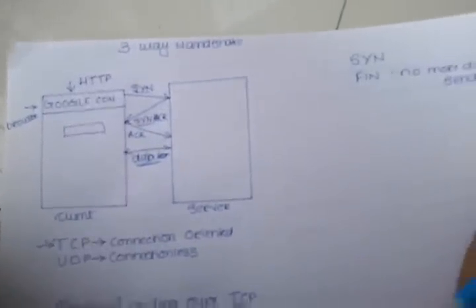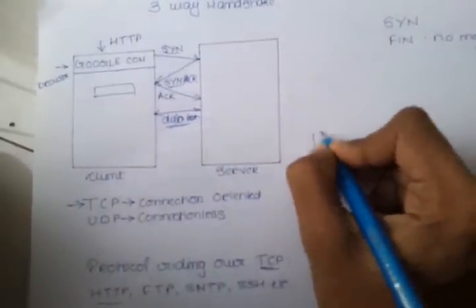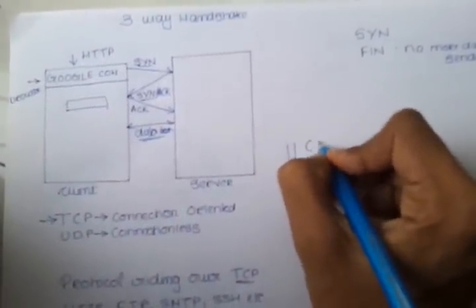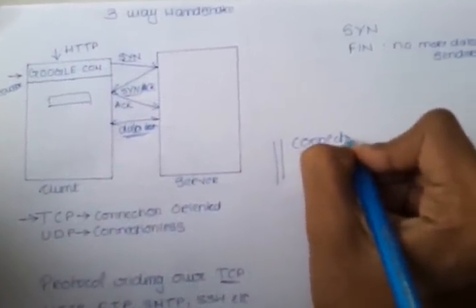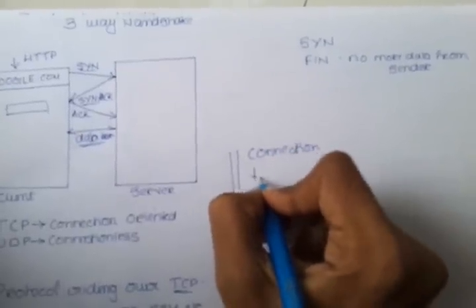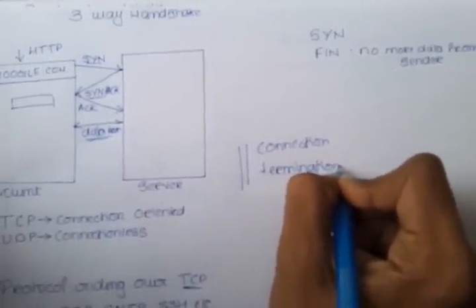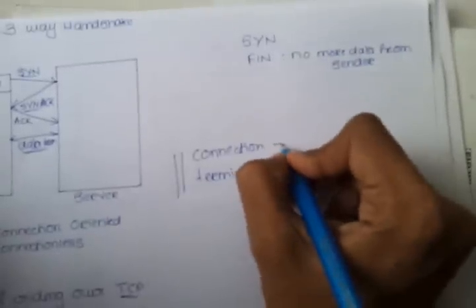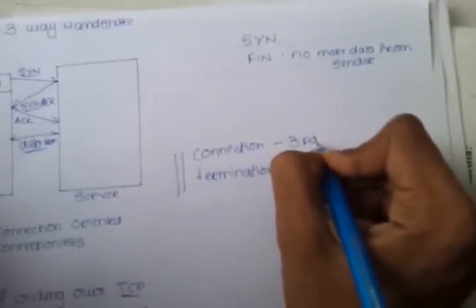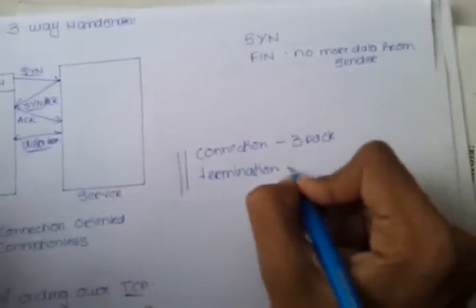Now, another thing that is important is that the handshake is used during the time of connection, and also during the time of termination. During the time of connection, only 3 packets are sent, and during the time of termination there are 4 packets.